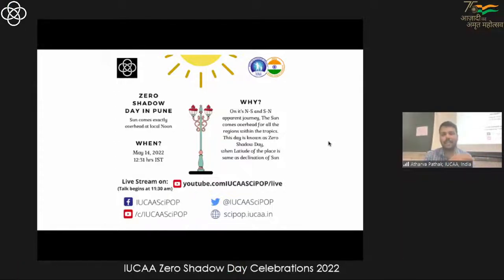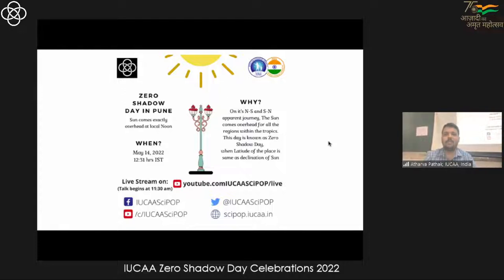Because of this axial tilt, sometimes the sun is directly in front of the northern hemisphere when there is summer in the northern hemisphere, and sometimes it is slightly away from the northern hemisphere when there is winter. Because of the Earth's revolution around the sun and its axial tilt, the sun apparently moves northward, which is called Uttarayan, and sometimes southward, which is called Dakshinayan.